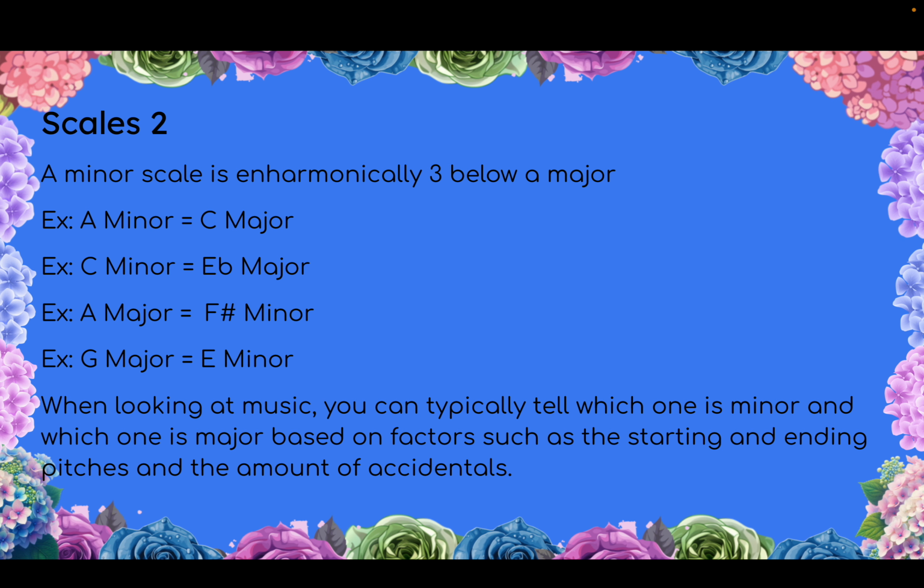So they're enharmonic. A minor and C major both have all naturals. They don't have any accidentals at all. And then you have C minor. Also, if you want to go from minor to major, it's a minor third up. So the minor third up from C minor is E flat, so that's E flat major. Like I said, C minor and E flat major both have three flats, three accidentals.